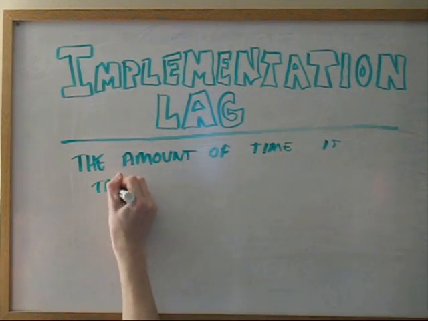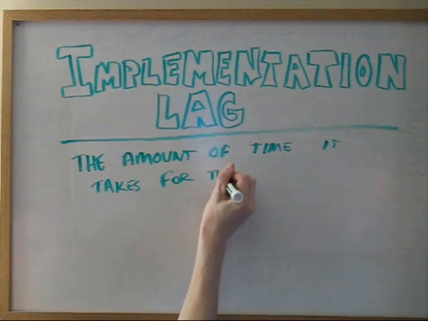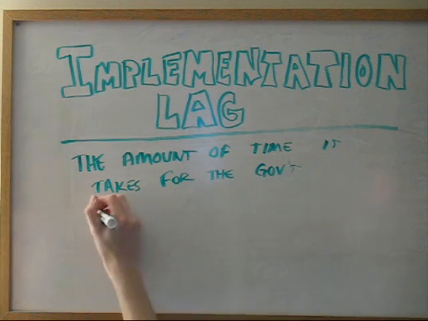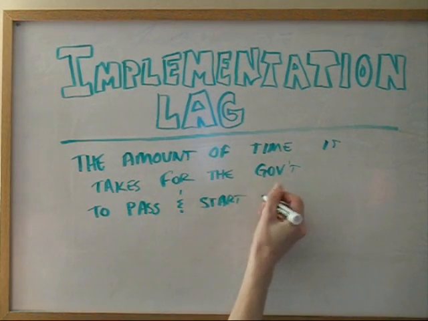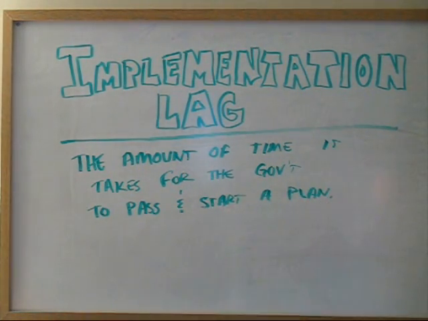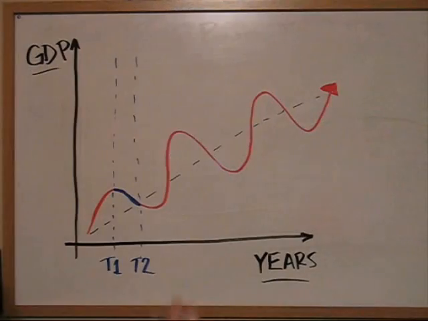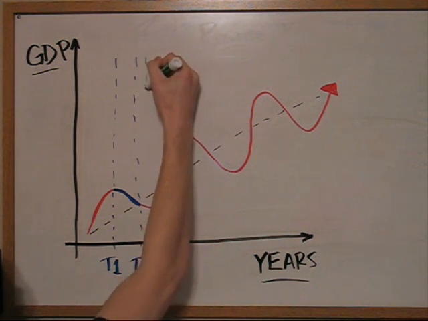Unfortunately, though we have now recognized that we are in a recession, we're not nearly out of the water yet. Congress now has to agree on a plan and pass it. As we all know, here in America, bipartisanship overcomes almost everything, including the economy. So we enter into the implementation lag, or the amount of time that it takes for the government to agree to a plan and implement it.